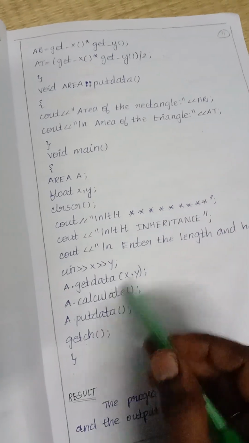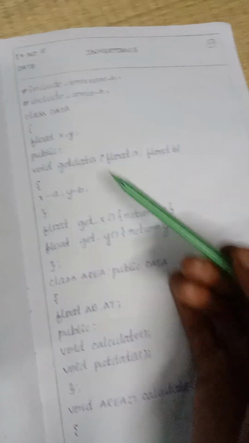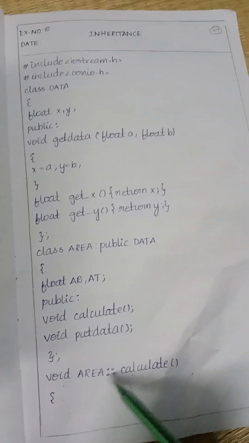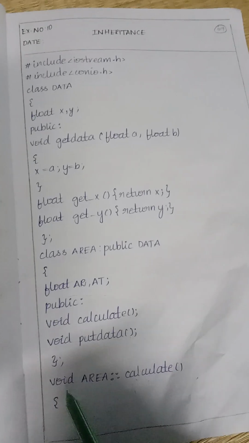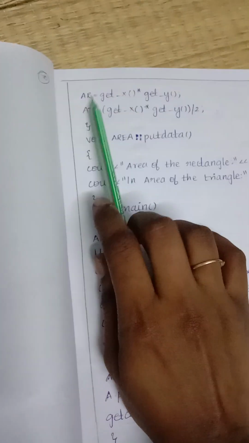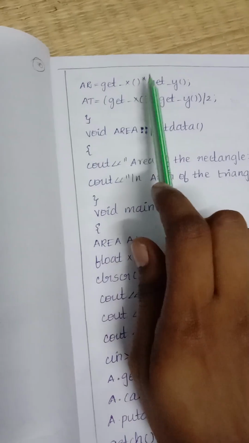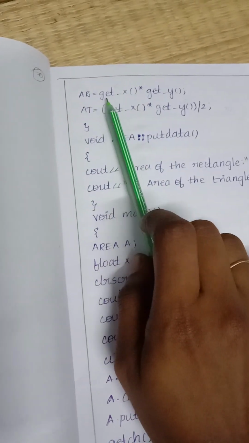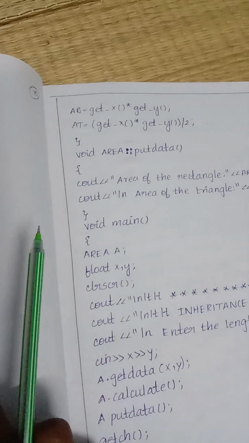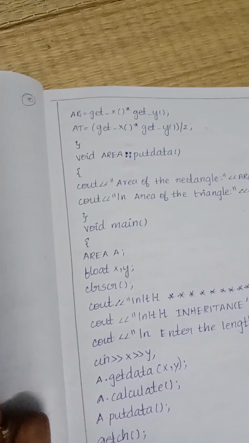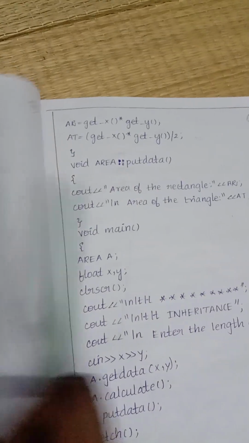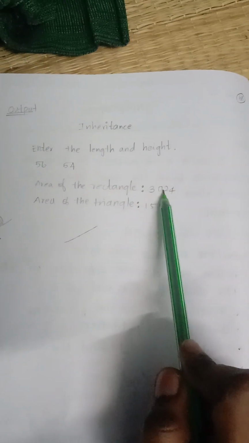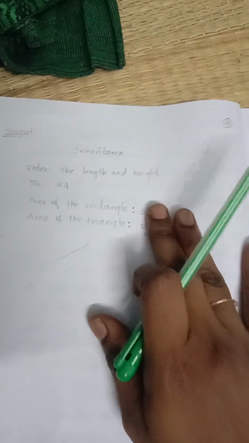And next, a dot calculate means the computer will go and search for where the calculate function is. So here it is, the calculate function. Here, open bracket, what is here is area AR equal to get x star get y. Get x, as I already told, should return the value of x, that is 56, and the get y value is 54. That means if we multiply these two values we get 3024, but it would not display it. It actually stores the value 3024 in AR.